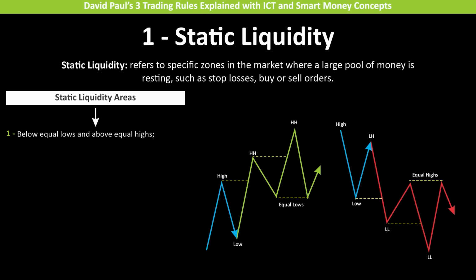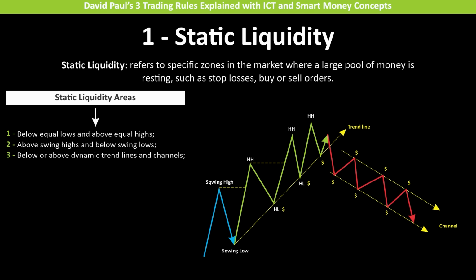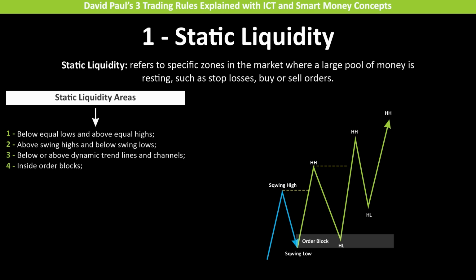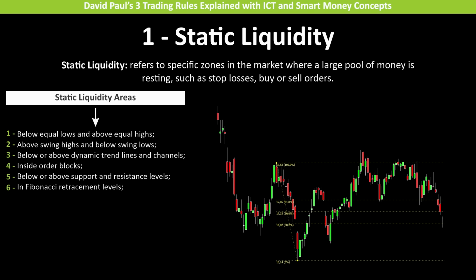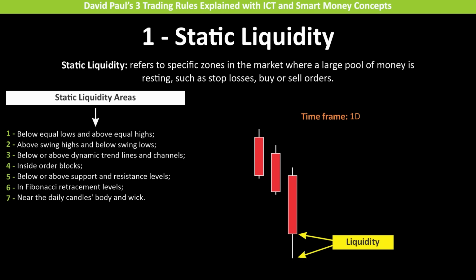Static liquidity can be identified in various areas on the price chart, such as below equal lows and above equal highs, above swing highs and below swing lows, below or above dynamic trend lines and channels, inside order blocks, below or above support and resistance levels, in Fibonacci retracement levels, and near the daily candle's body and wick.